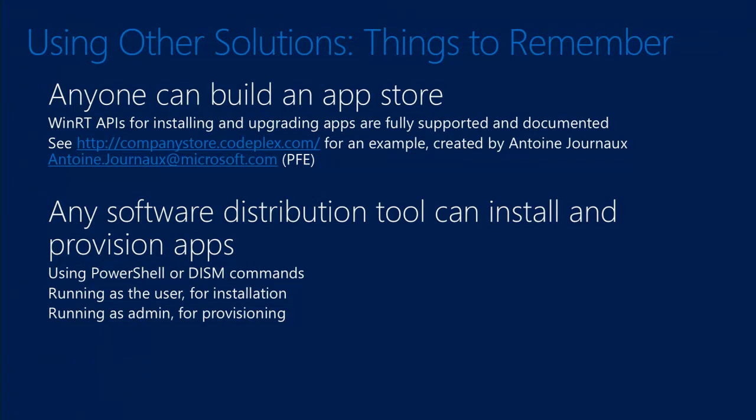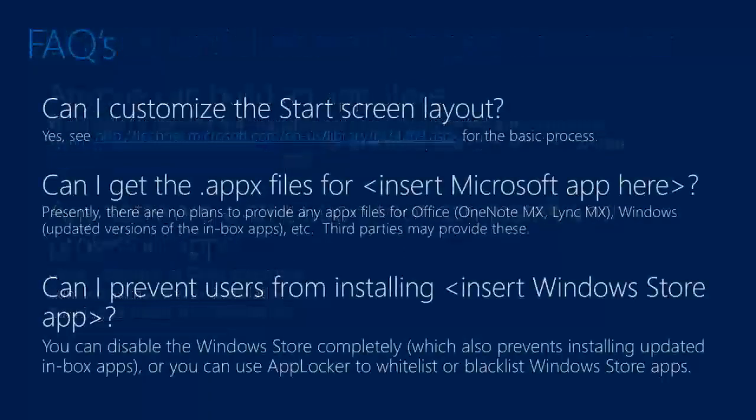It's the weirdest restriction ever, but there are workarounds, and if you look at the company store project out on Codeplex, it actually implements some of those workarounds where you have a modern UI app that shows you the list of applications, and then when you click on install, it starts another process to actually run a desktop app that installs the application that you selected. So it's a good sample to show you how to do that type of thing, but you can use any software distribution tool that you want to run the same PowerShell or DISM commands that we looked at, running as the user for installation, running as an administrator if you're going to be doing provisioning.